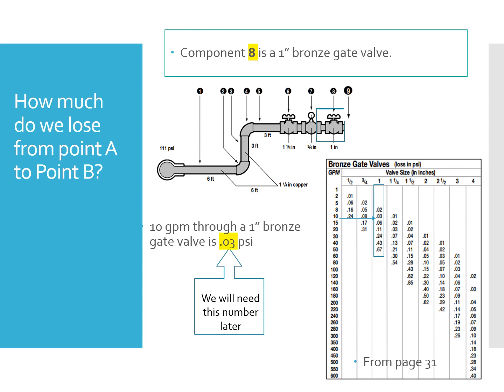Component 8 is a 1 inch bronze gate valve. So again, here's our chart for bronze gate valves. We find our flow rate of 10 gallons per minute, scoot over till we find 1 inch, and we see that the loss through a 1 inch bronze gate valve is 0.03.